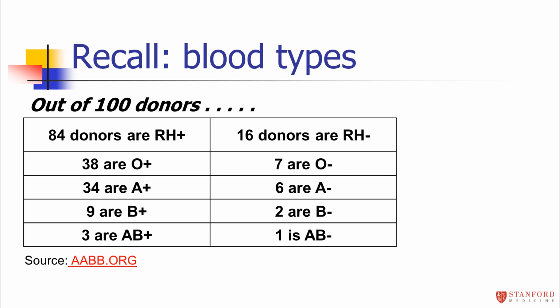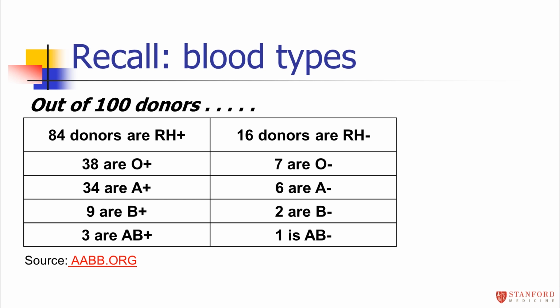Here's another example of a simple probability distribution. So last week I showed you this information on blood types. And this is really a probability distribution. It's just presented in whole numbers out of 100, but you can get out of this the frequency, the probability of each of these different blood types. There's actually 2 variables here. There's RH status as well as blood type.